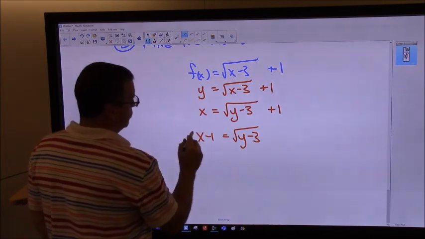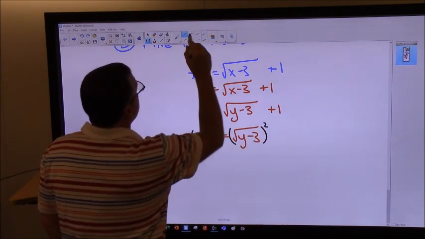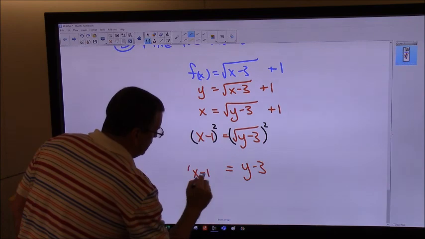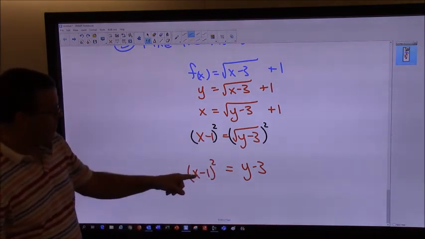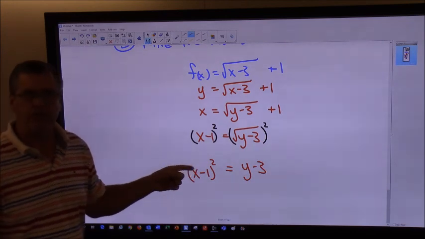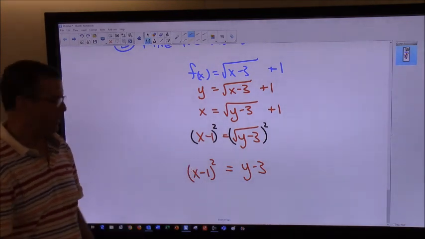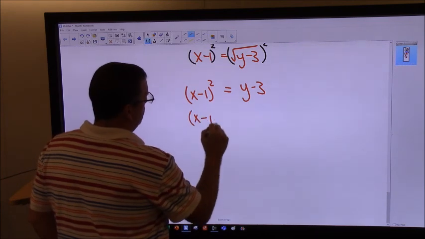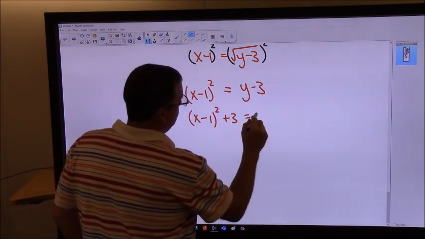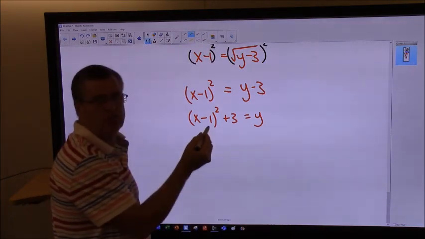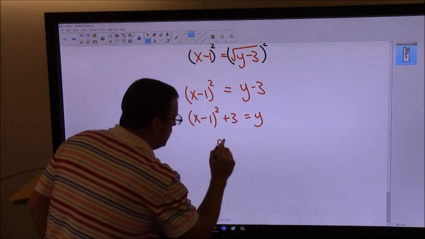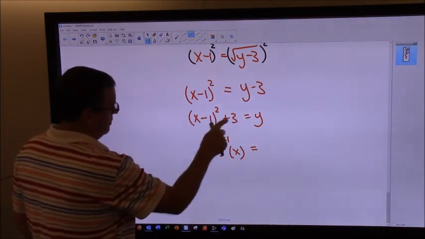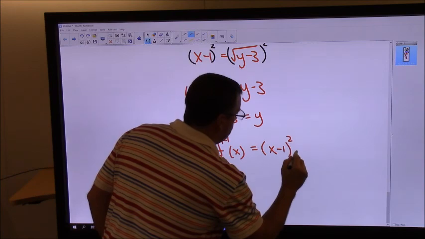I now need to square both sides. And so what I get is y minus 3 is equal to x minus 1 squared. I'm not going to multiply it out because what I'm going to get is an equation that's in vertex form, and we feel comfortable graphing that, so it makes sense just to leave it like that. And so bring that 3 over, and I've got x minus 1 squared plus 3 equals y. So my inverse function, now since we started with f of x, I'll write it this way. It means the inverse of f is this thing right here: x minus 1 squared plus 3.